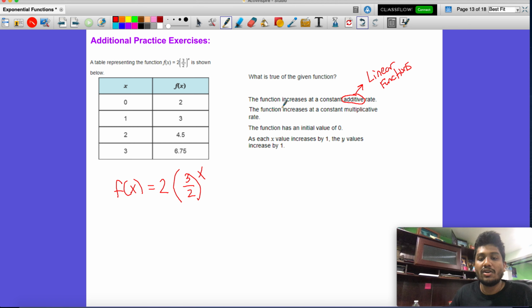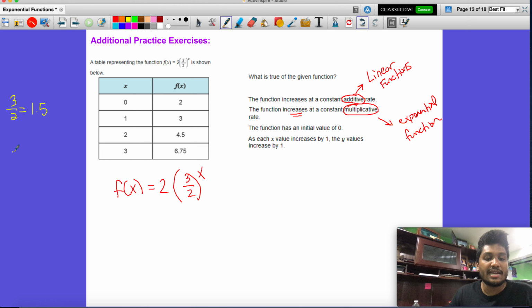Okay, the function increases at a constant multiplicative rate. So that means it increases through multiplication every time. These are exponential functions. Okay, also, how do you know if it's even increasing? Well, you could look at the table and see that it is increasing, or you can also look here, right? What is 3 divided by 2? Let me do this different color. 3 divided by 2 is 1.5.